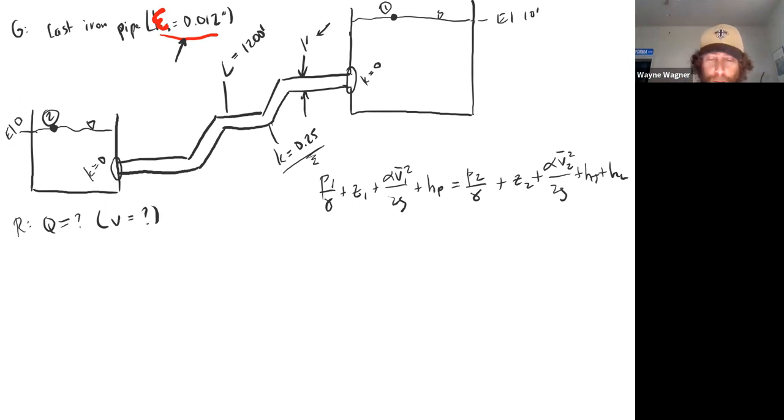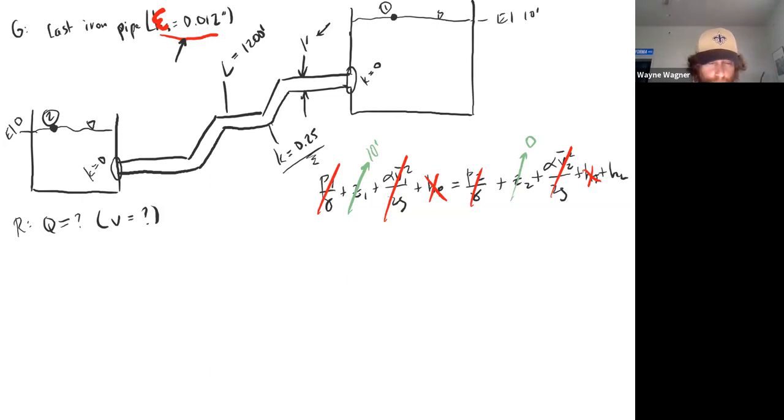So there's some nice things about where we pick those points, right? Both 1 and 2 have atmospheric pressure, so those are going to go away. Both 1 and 2 are at the tops of reservoirs, so there's no velocities to speak of, which means we don't have to worry about that alpha, which is awfully nice. There's no pump. There's no turbine. Z1 is 10. So this is the first number we have to deal with. This is 10 feet. Z2 is 0, because it's the datum. So we're left with this really nice equation, which is 10 feet equals the head loss.